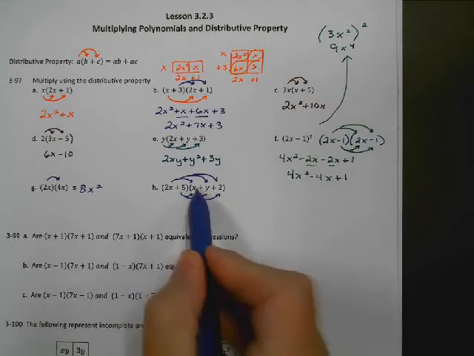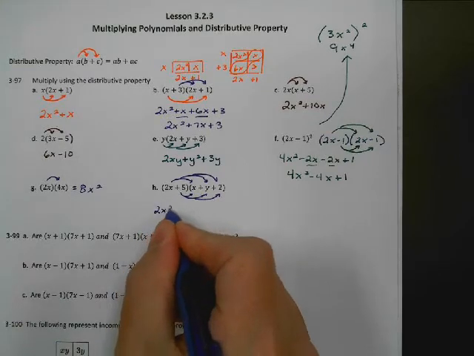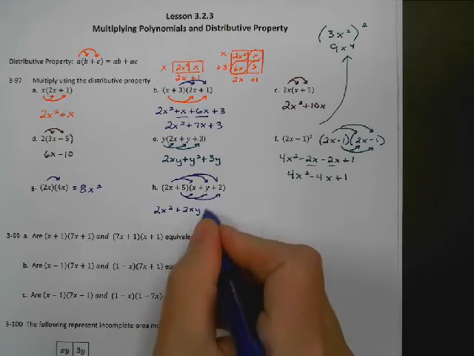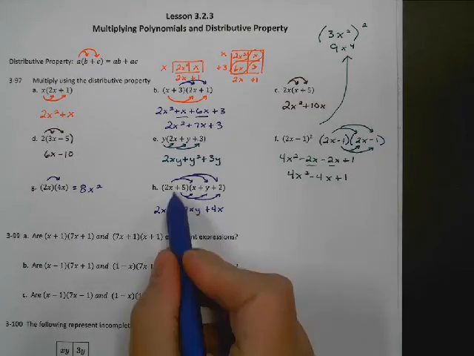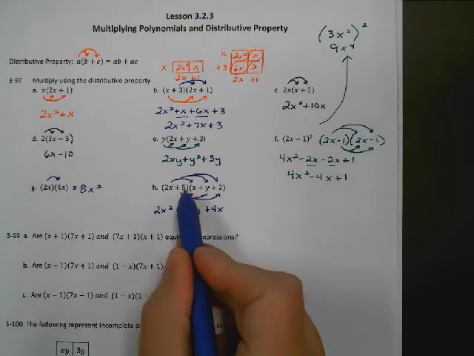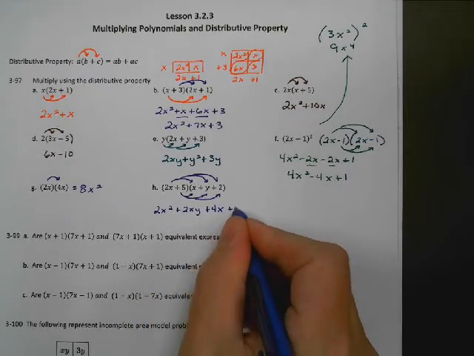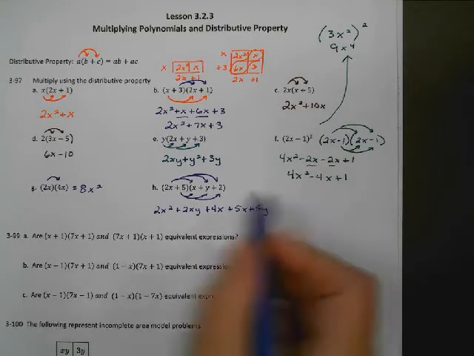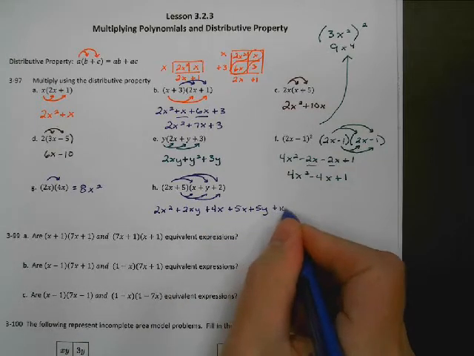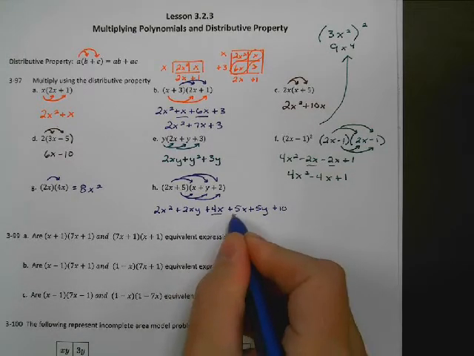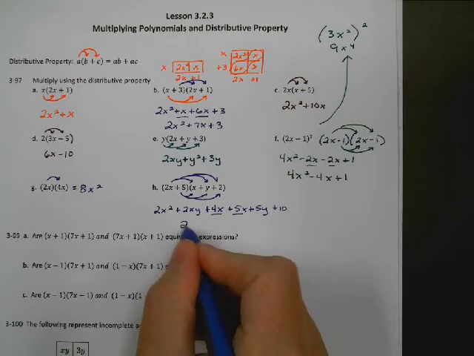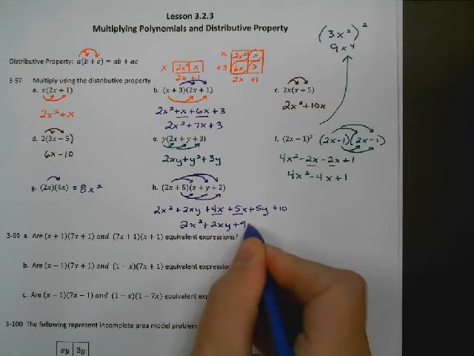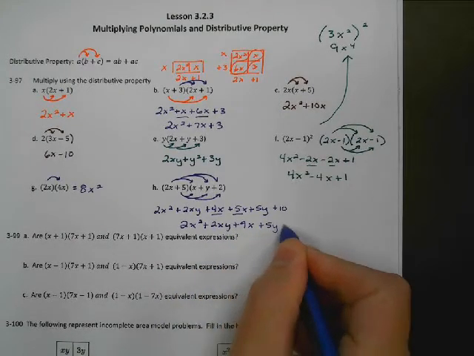So here, 2x times x is 2x squared. 2x times y is 2xy. 2x times 2 is 4x. All right, so there's the first 3 multiplications. Now I'm going to do 5 times x, which is 5x. 5 times y, which is 5y. And 5 times 2, which is 10. We do have like terms right here. Those are the only like terms I have. So my final answer is 2x squared plus 2xy plus 9x plus 5y plus 10.